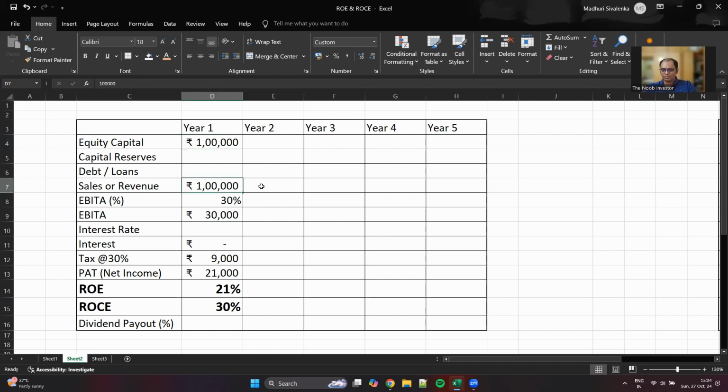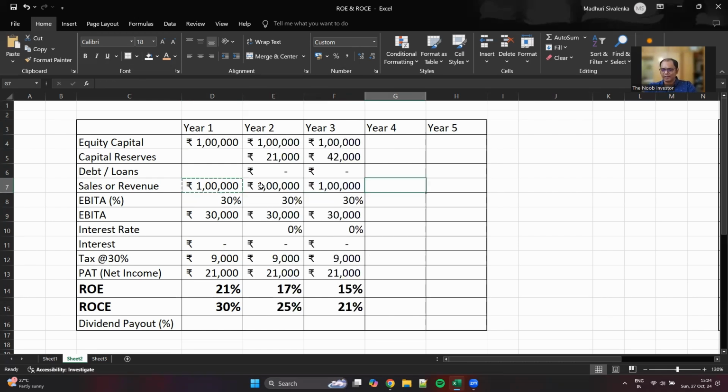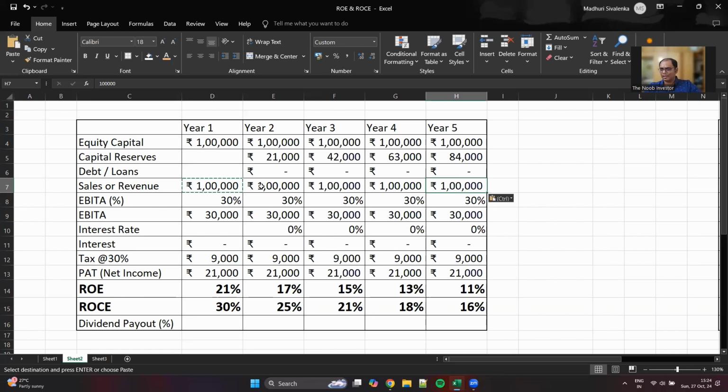So let's just assume that the sale is the same for the next 5 years, right? Okay. So sale has been the same for the next 5 years. Can you tell me, see what has happened here? The ROE and the ROCE ratio has dropped. Correct. So why has the ROE and ROCE ratio dropped?